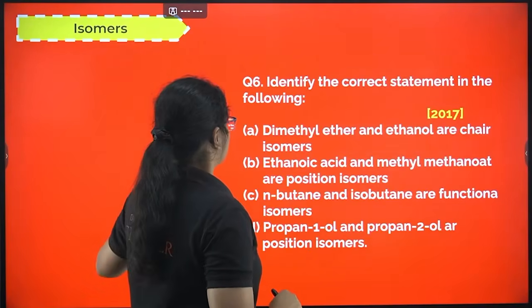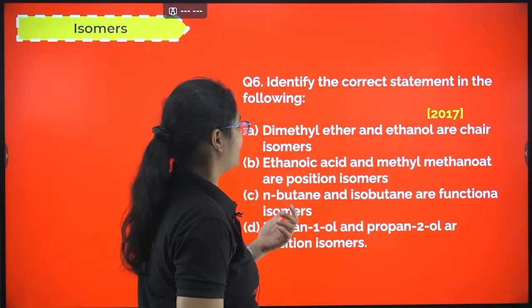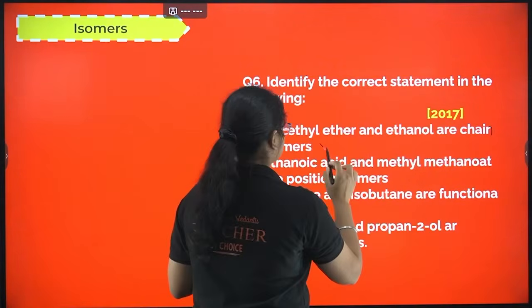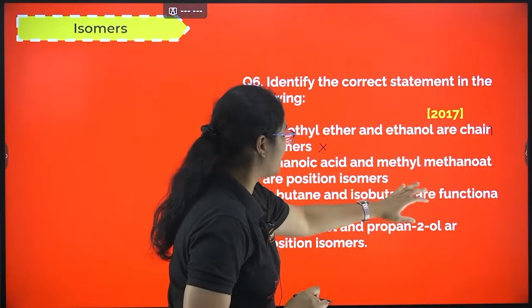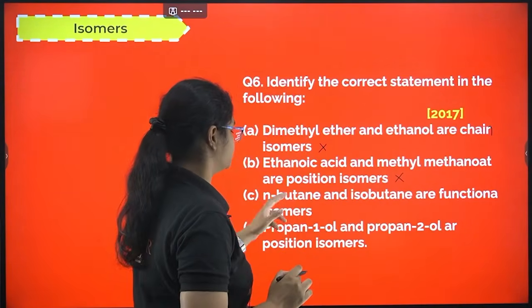Next, identify the correct statement in the following. Dimethyl ether and ethanol are chain isomers. No, they are not chain isomers, they are functional isomers. Ethanoic acid and methyl methanoate are position isomers. No, they are also functional isomers.